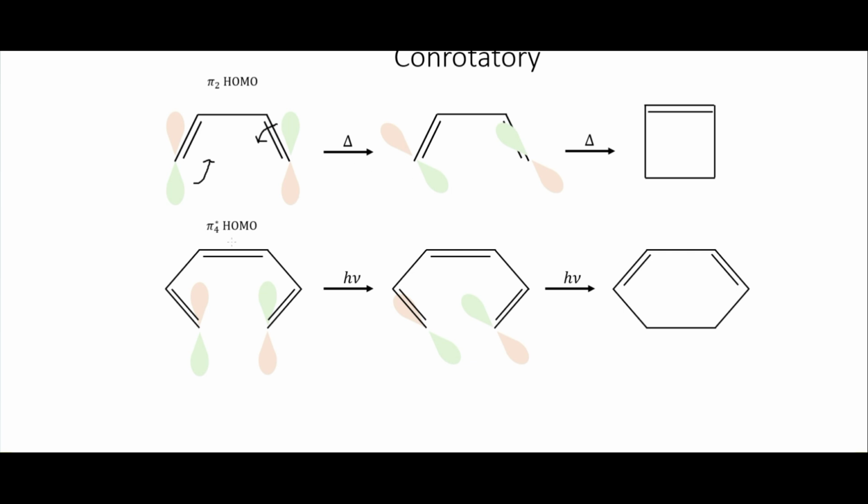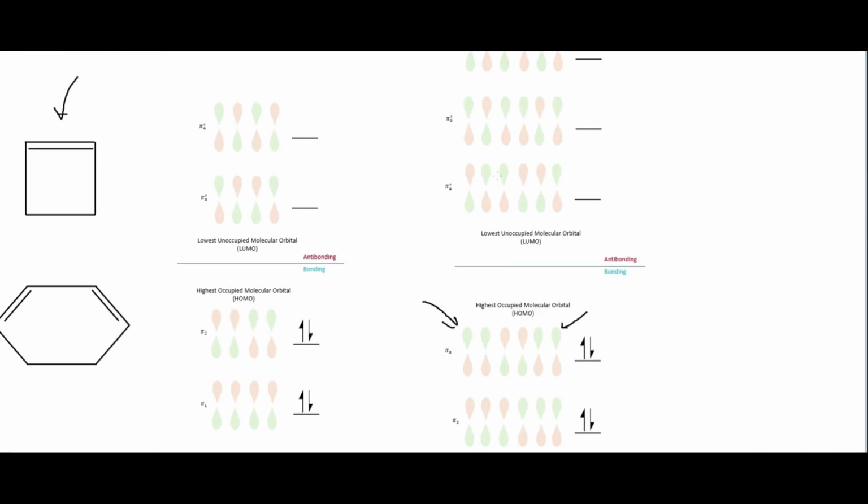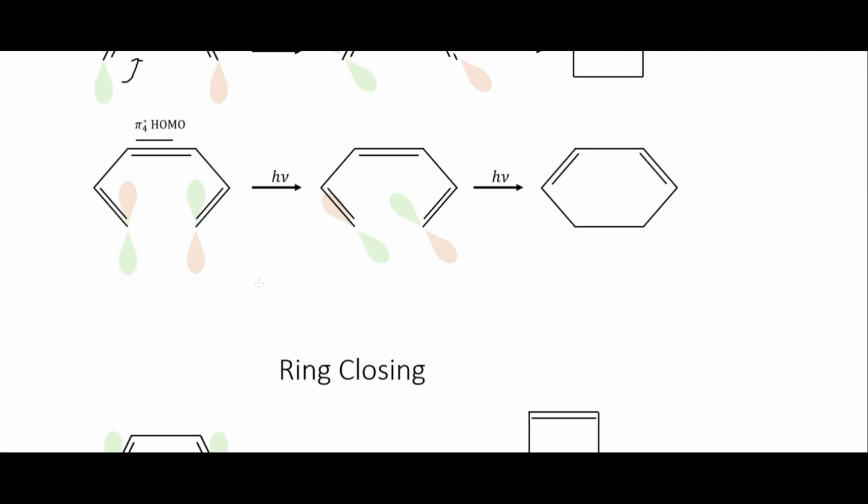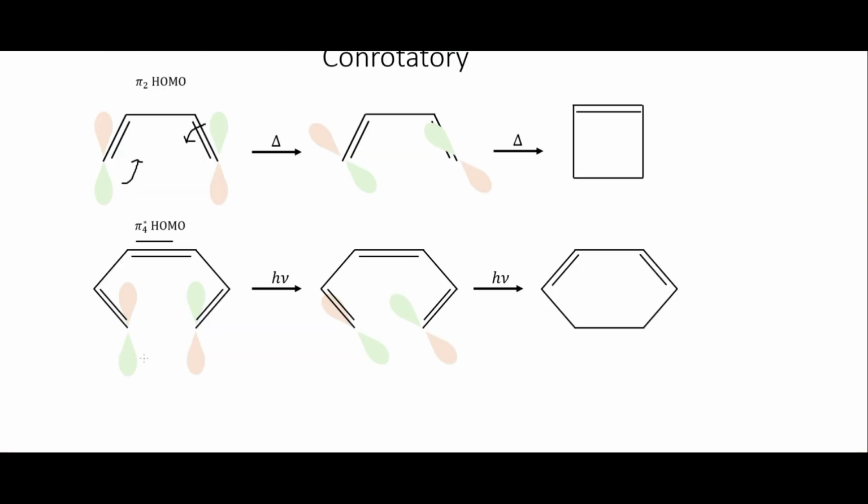For the hexatriene, now we have to have it in light conditions. So we look at our pi 4 star over here. This is where we end up with these in opposite directions on either side of the system. And so that's going to give us the conrotatory for this one. So these ones are rotating in the same direction. That will give us the ring closure.